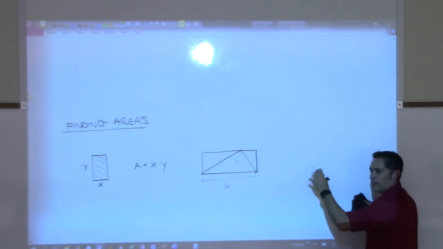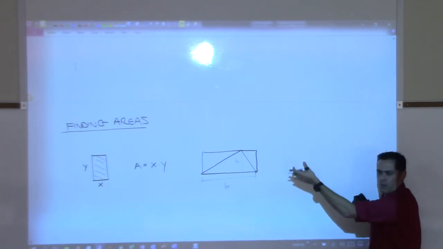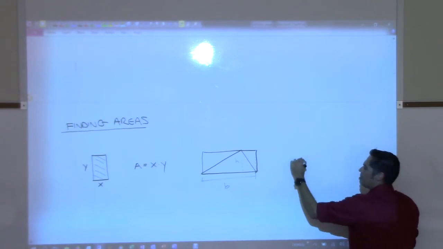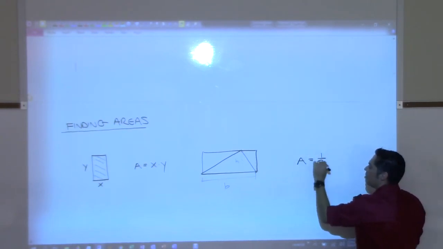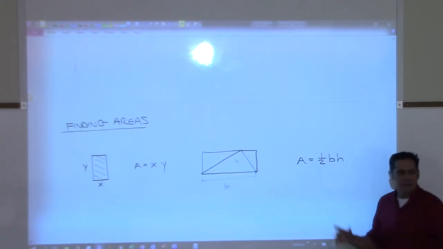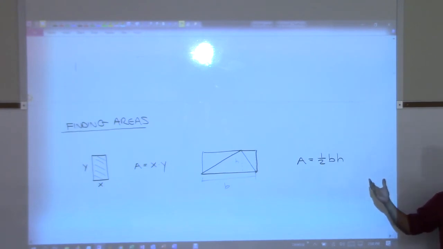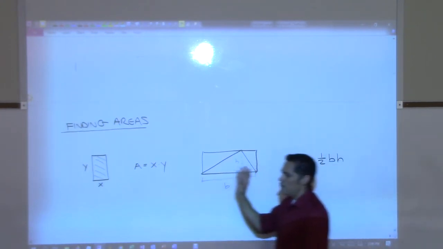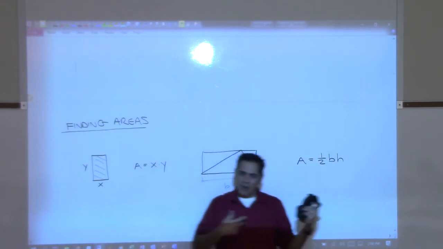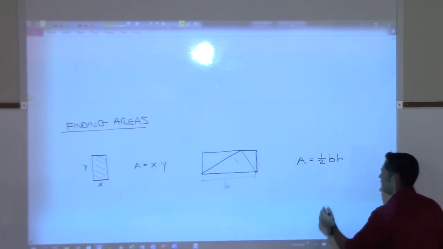But didn't I right-click copy, right-click paste? So that's 2 of them. So I want half of that. So the area of a triangle is half of base times height. Does that make sense? Okay, so we can handle rectangles. We can handle triangles. How about something like this?